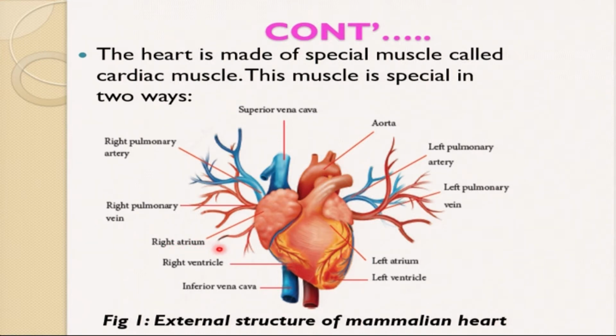We have the right atrium. When there are many, we make it atria. We have the right ventricle. We have the inferior vena cava. And we have the left ventricle. We have the left atrium. We have the veins, the left pulmonary vein. We have the left pulmonary artery. And we have the aorta.